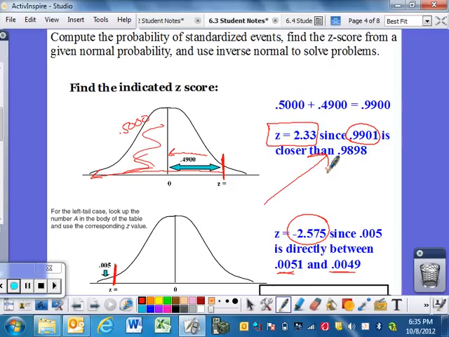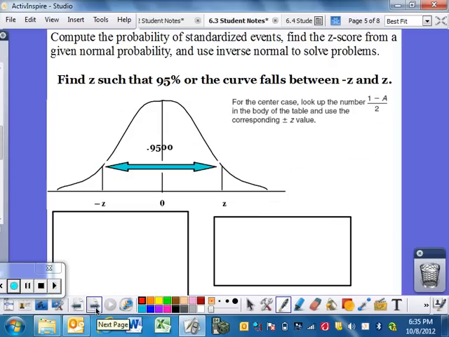Here on a test or a quiz, it's imperative that you do show your work. It might be beneficial for you.